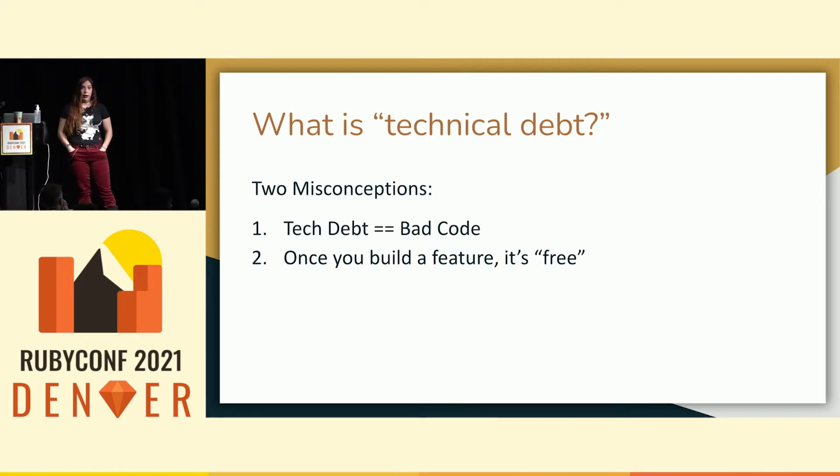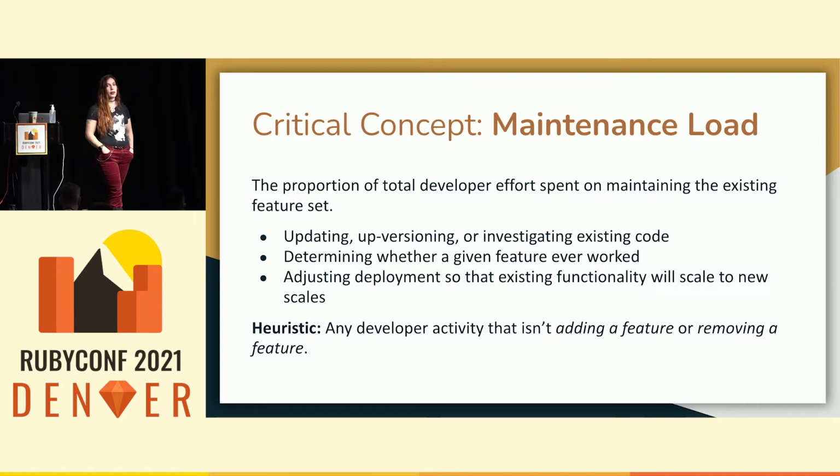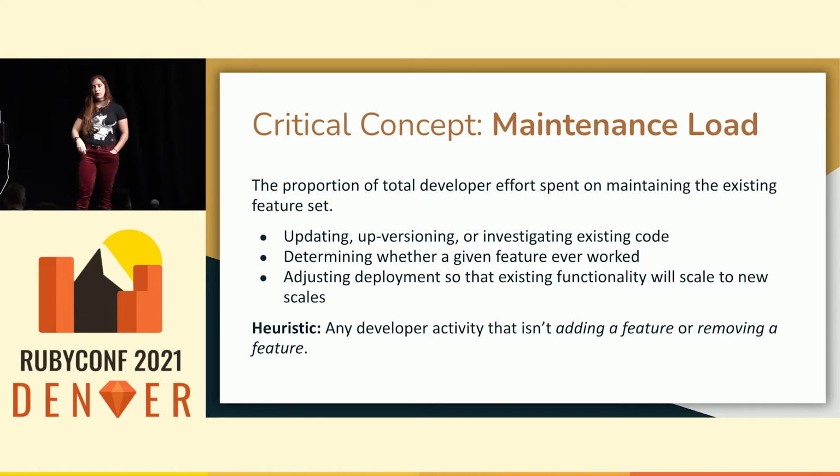On features, we pay rent. We have to do maintenance on those features. And that's where this term comes in that I mentioned earlier, maintenance load. I like to define technical debt in terms of 2 other things, which we're going to go over. The first of them is maintenance load. Maintenance load is the proportion of total developer effort spent on maintaining the existing feature set.